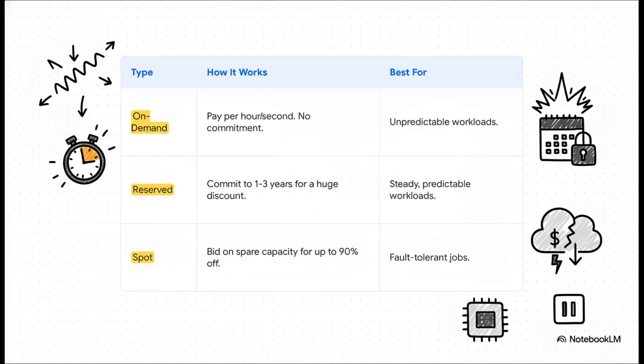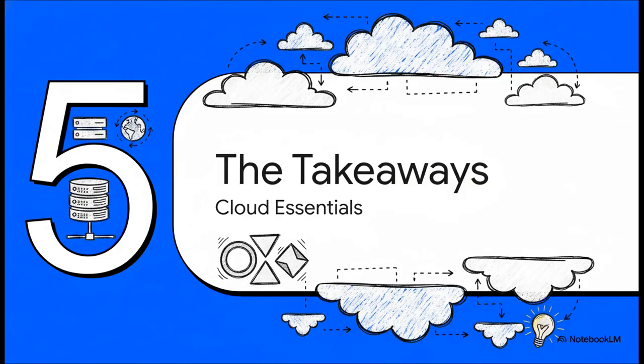Next, if you have a steady, predictable workload, you can use reserved instances. You commit to using a machine for 1 or 3 years, and in return, you get a massive discount. And finally, you've got spot instances. This is where you bid on Amazon's spare unused computers for up to a 90% discount. It's an incredible deal, but there's a catch. Amazon can take that computer back with very little notice, so it's best for jobs that can be paused and picked up later.